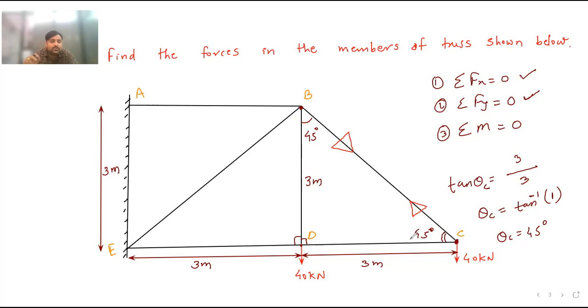For compressive, the arrow should be towards the joint. Okay, towards the joint. Correct. Now member CD is there. Now this is my joint C, so I will show the arrow towards the joint. So the arrow will be like this with respect to C.